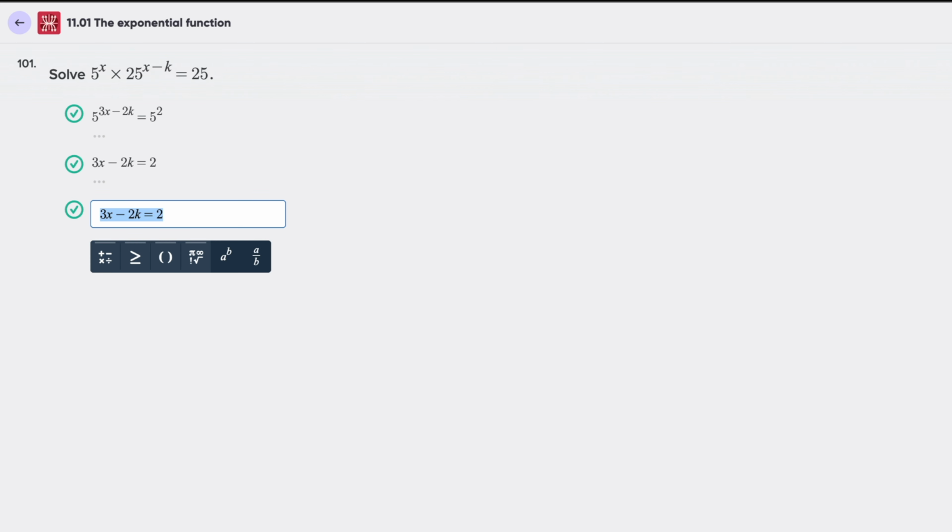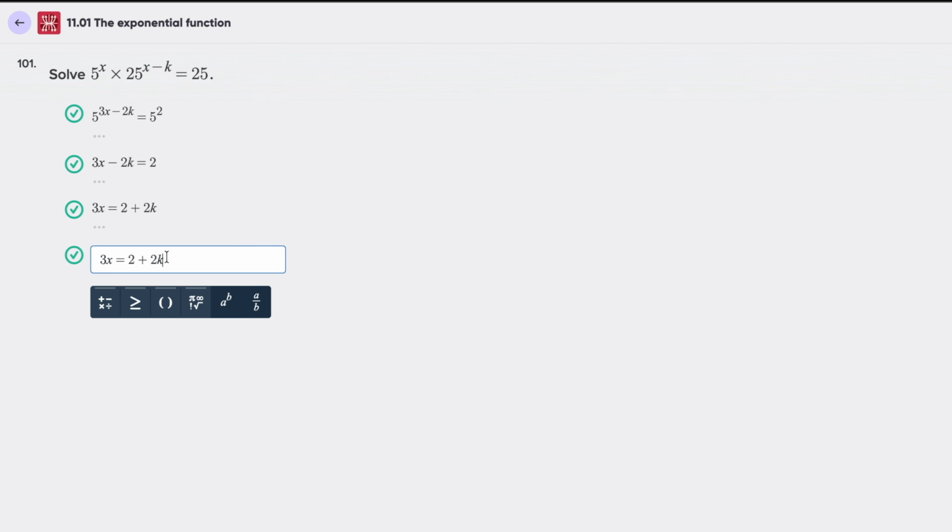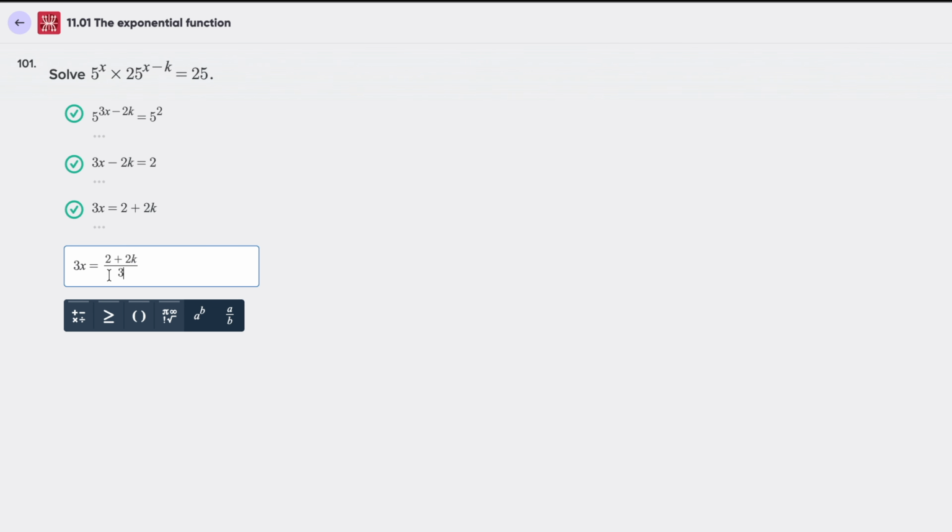Now we're solving for x, so we'll add 2k to the other side and then divide all of that over 3. x is equal to (2 plus 2k) over 3.